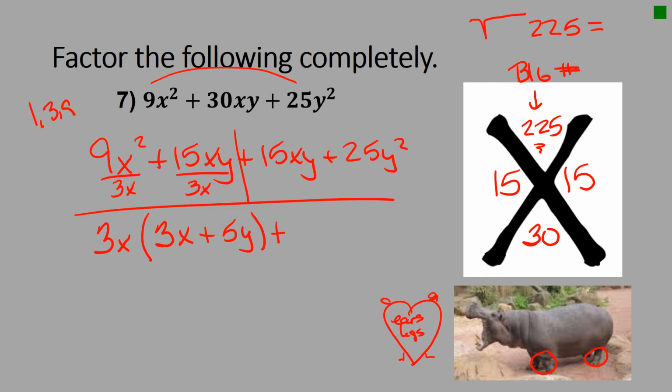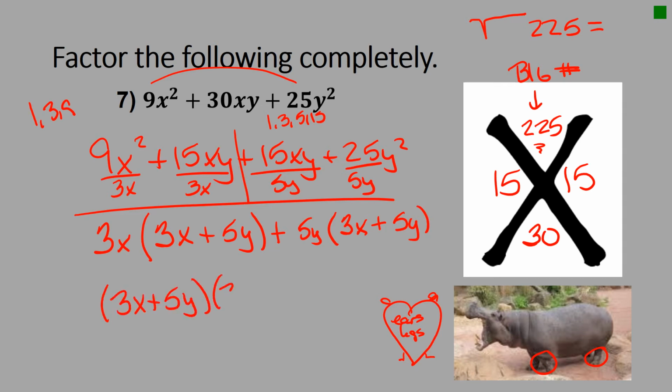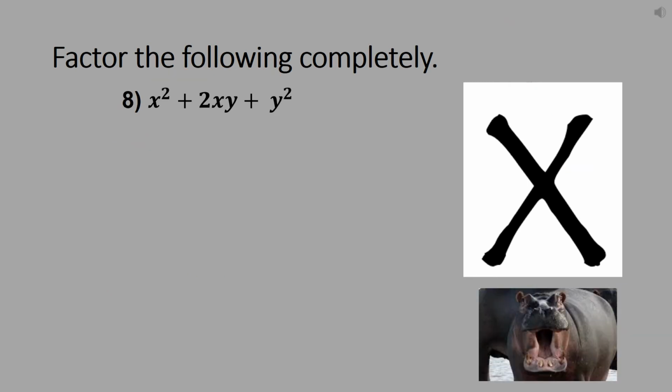It is positive. 15 is 1, 3, 5, and 15, so the only thing that goes into there is 5, but they also both have a y. 15 divided by 5 is 3, the y's cancel, I have x. 25 divided by 5 is 5, the y's cancel, I have a y. So I have 3x plus 5y. Oh look, 3x plus 5y. So it's 3x plus 5y quantity squared.